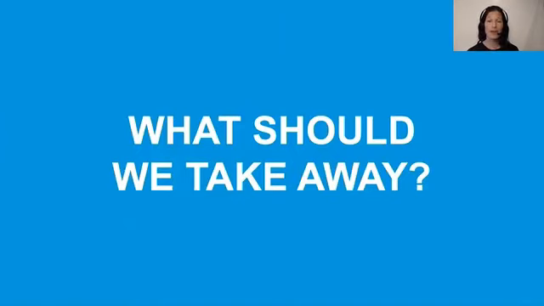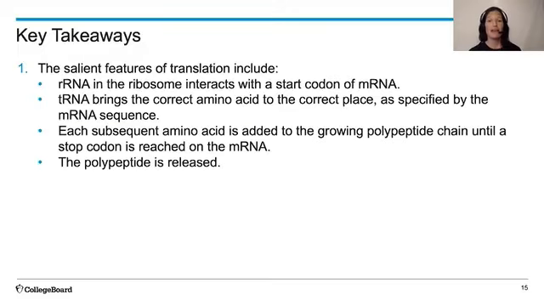So what are our big takeaways from this video? I promised to teach you the salient features of translation, and hopefully I did. The tRNA in a ribosome interacts with the start codon of mRNA. That tRNA then brings the correct amino acid to the correct place as specified by that mRNA sequence. Each subsequent amino acid is added to that growing polypeptide chain until we reach that stop codon. And once we reach stop, the polypeptide is released.